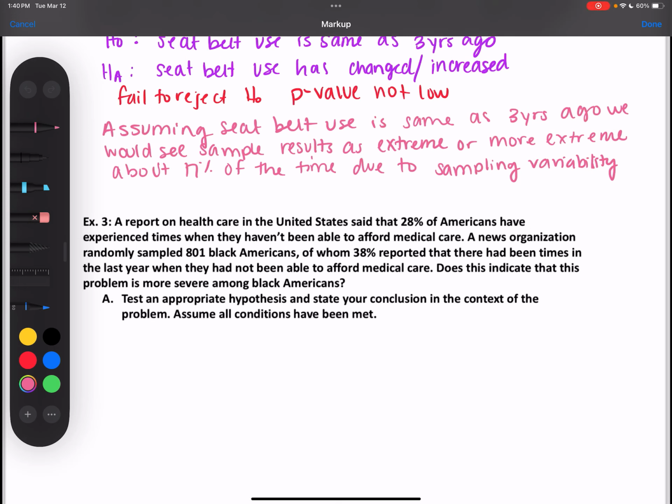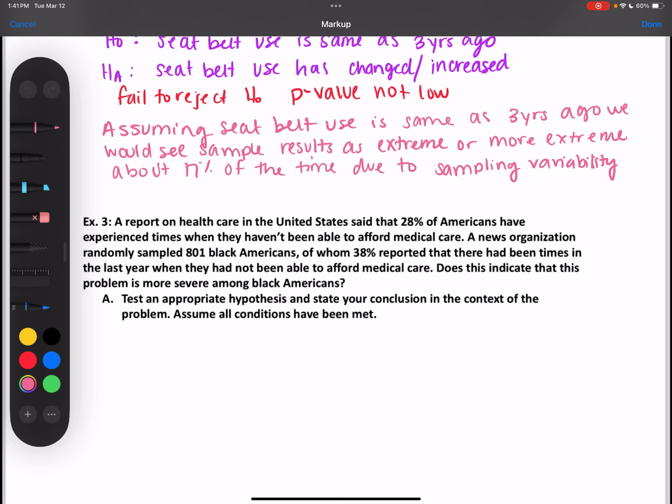The United States said that 28% of Americans have experienced times when they haven't been able to afford medical care. A news organization randomly sampled 801 Black Americans, of whom 38% reported that there had been times in the last year when they had not been able to afford medical care. Does this indicate that this problem is more severe among Black Americans? Test an appropriate hypothesis and state your conclusion in the context of the problem. Assume all conditions have been met.